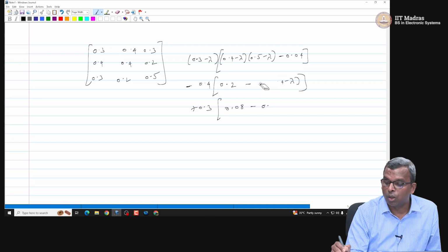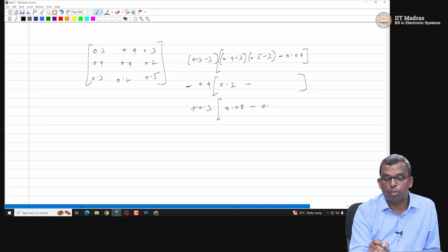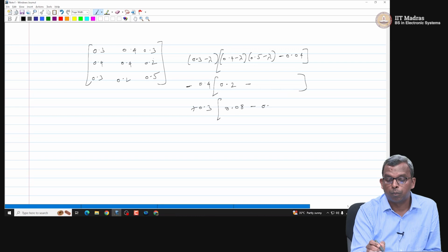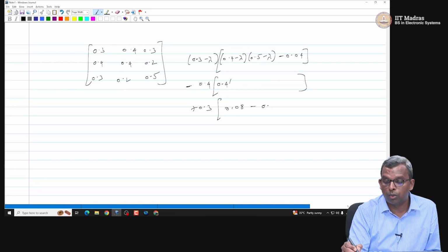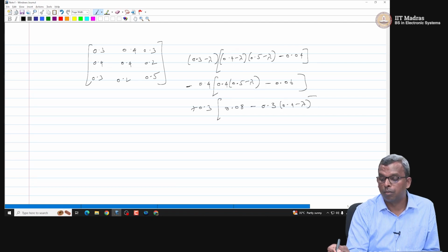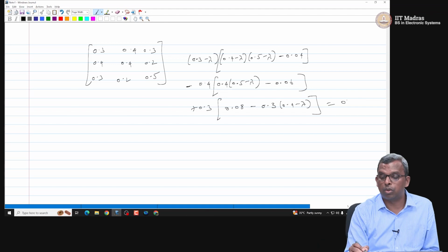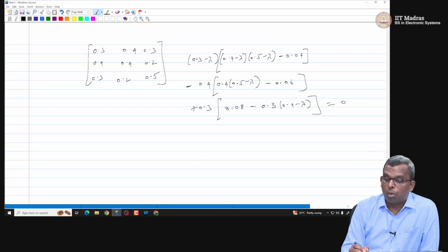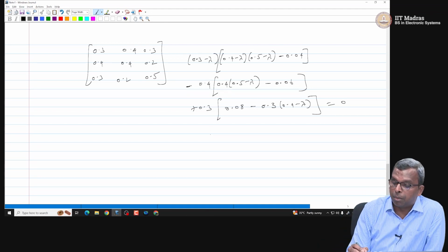I think I got it wrong here, right? So I think something is wrong here. 0.4 into, that's what I got wrong, 0.4 into 0.5 minus lambda minus 0.06. Last guy is 0.08 minus 0.3 into 0.4 minus lambda. Okay, this equals 0. It looks like a complicated mess, and it is a little bit.